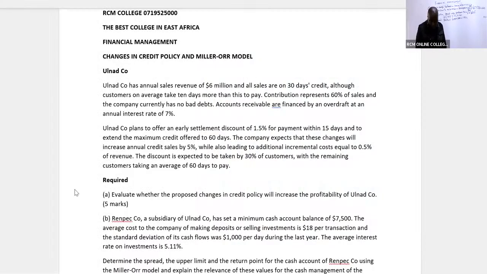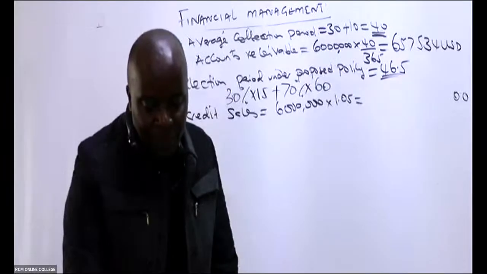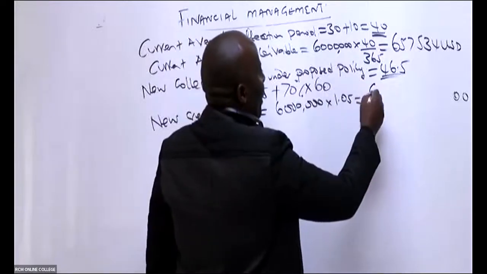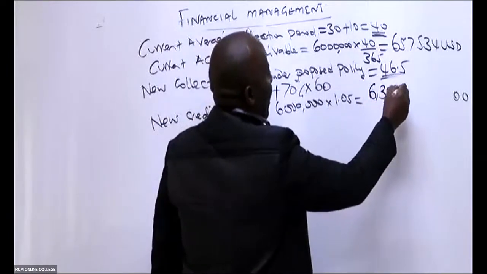So what have they told us, ladies and gentlemen? They've told us here that the company expects that these changes will increase the annual credit sales by 5%. Remember, our initial revenue was 6 million. So that will give me 6.3 million. Thank you very much. Because you have extended the period.